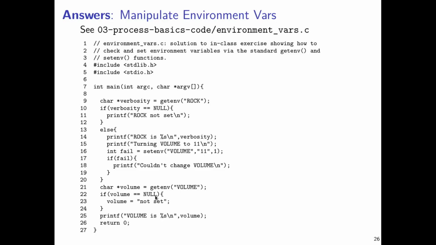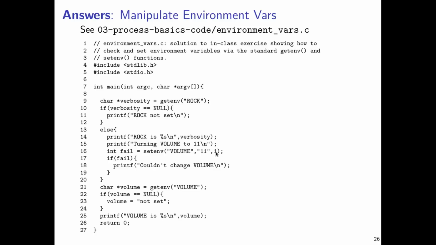If you're looking for more guidance on this, the solution that I concocted is in environmentvars.c, and if you track through this, you will see something about a variable attempting to get an environment variable rock, and if that ends up being null, then I'll just print out that rock is not set. If it is not null, then I can fall into this case which deals with rock being something, and so I'll print that out. This should dictate then a change of volume from whatever it was to 11.